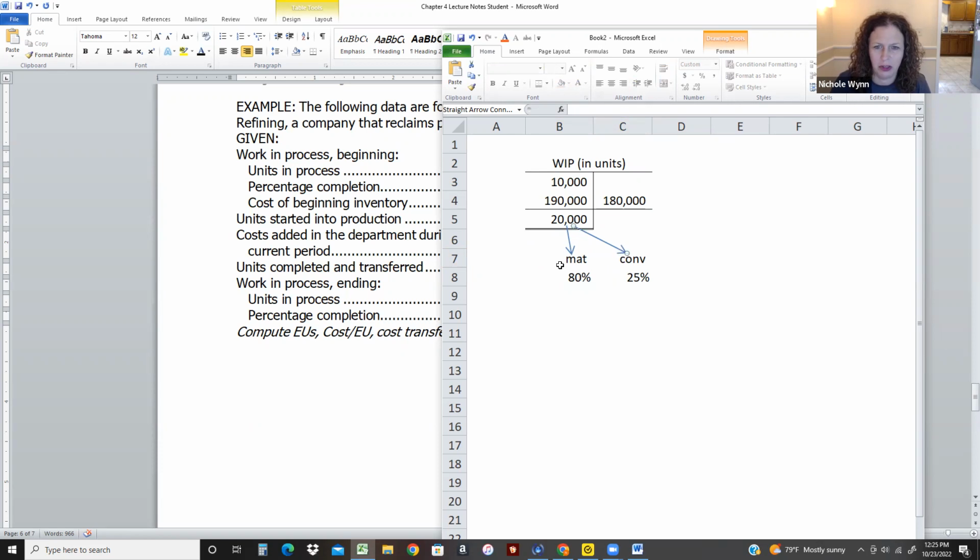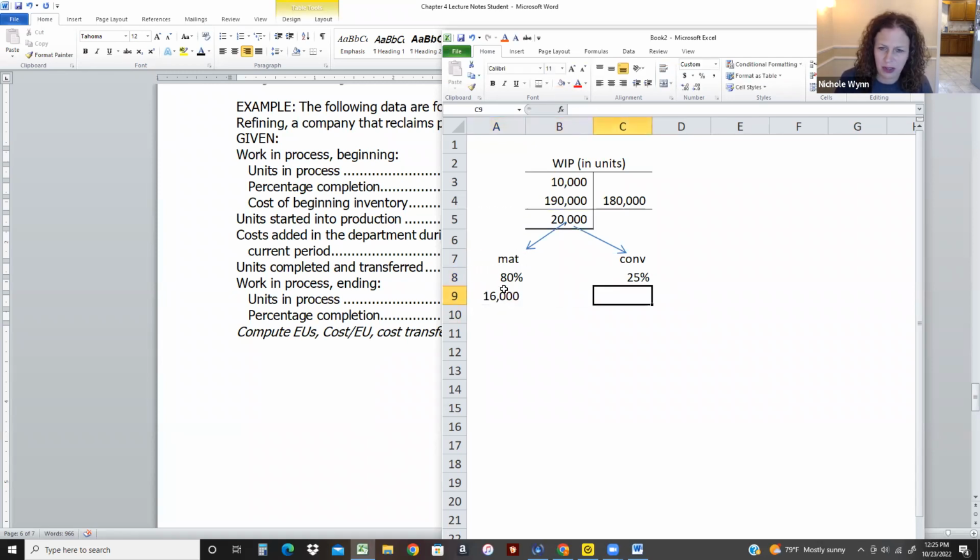I know that doesn't look good. Maybe what I want to do is move these there. Whee! That's prettier. Okay, so now I feel good about that. Okay, so 80% and 25%. And so 20,000 times 80% is 16, and 20,000 times 25% is 5.